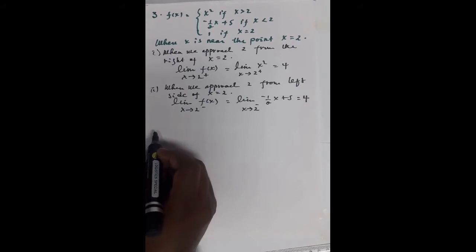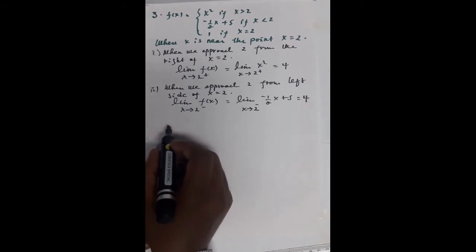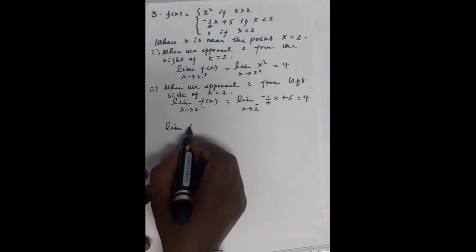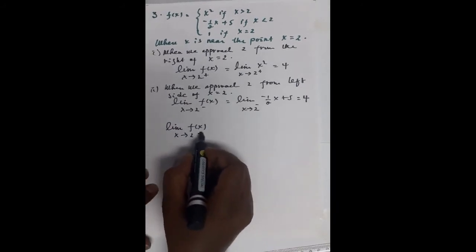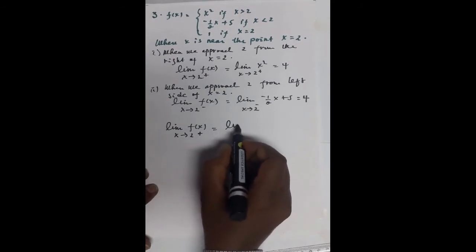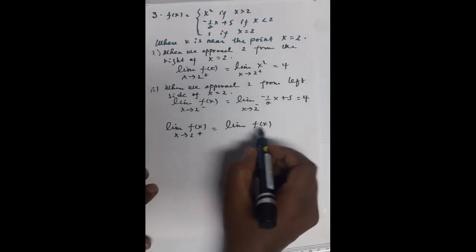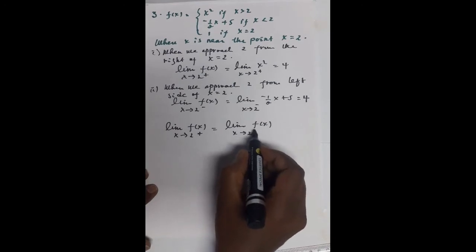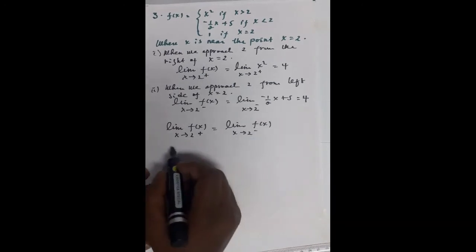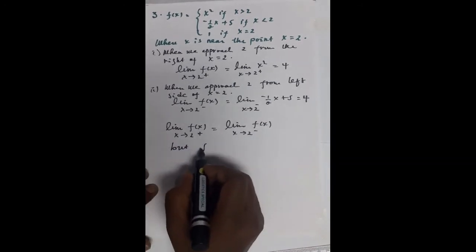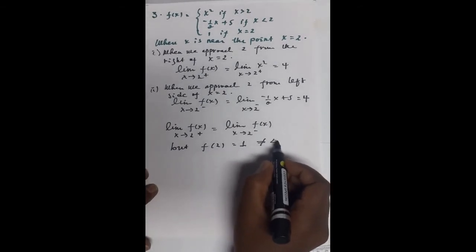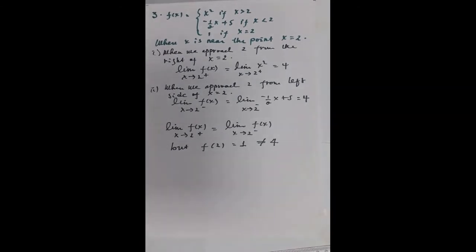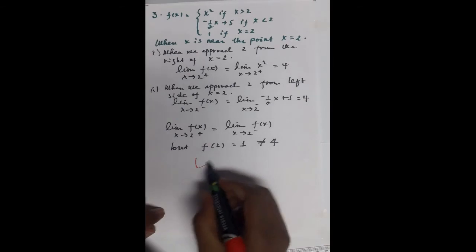So, we can conclude that the limit of the function f of x as x approaches 2 from the right is equal to the limit of f of x as x approaches 2 from the left. But f of 2 is equal to 1, which is different from 4. This is another property of a limit.